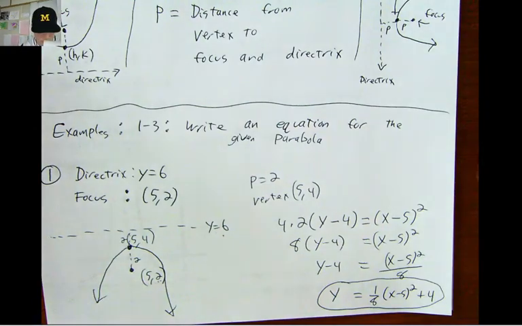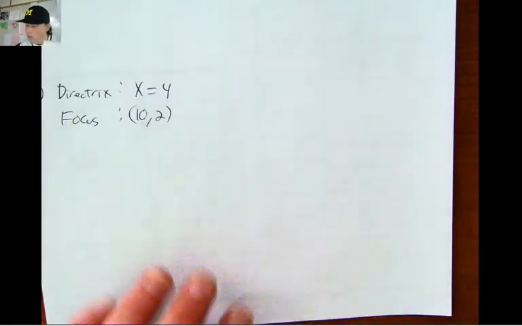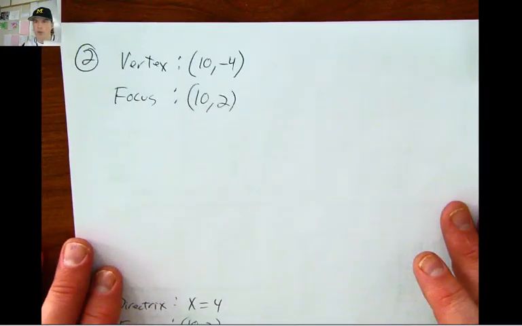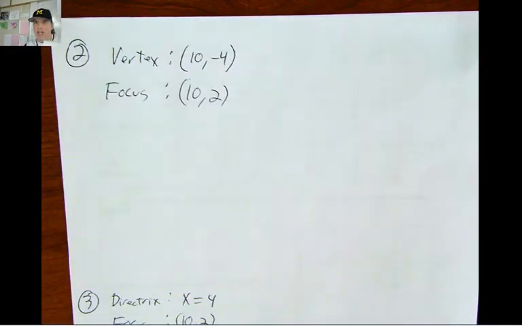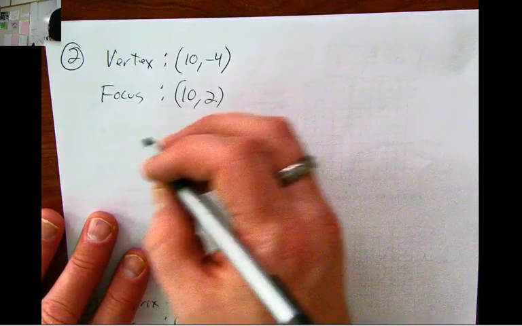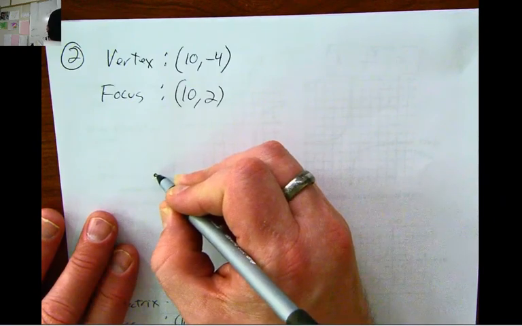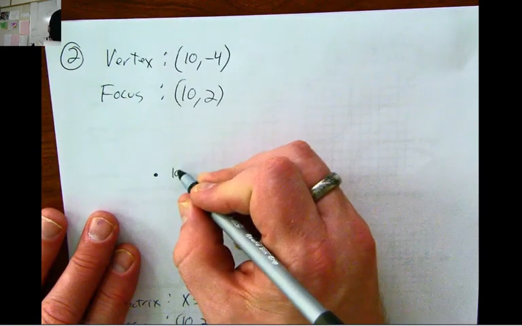Example 2. In example 2, they give me the vertex and the focus. Okay, so if I think about this, I'll start with the vertex. The vertex is at (10, -4).